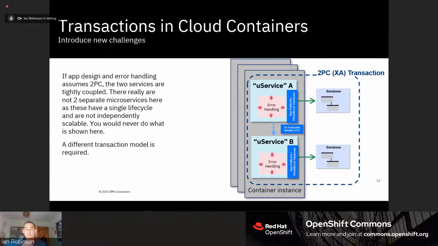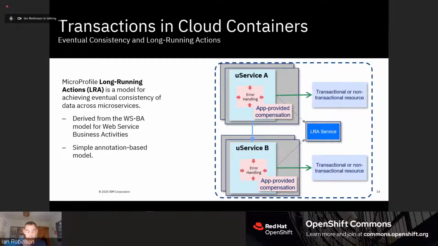So two-phase commit transactions work within a container, but they really do define the scope of how far down you can break a monolith if you're going through an application transformation to a cloud-native architecture. So how do we get beyond that? If you really want separate microservices A and B, you need a different transaction model. And that's where MicroProfile long-running actions come in.